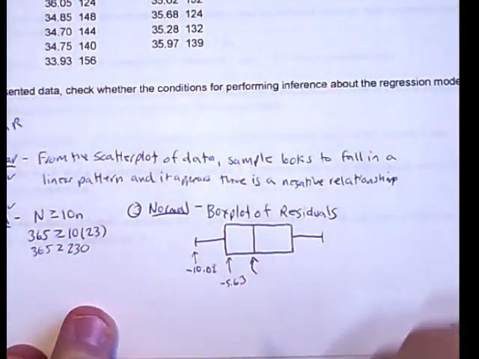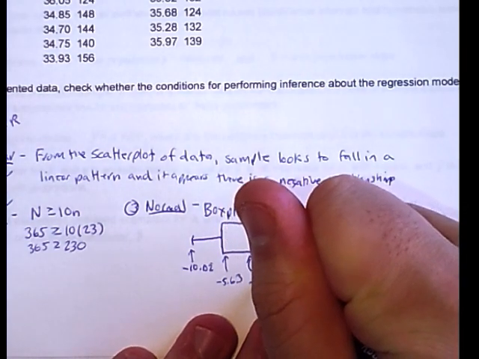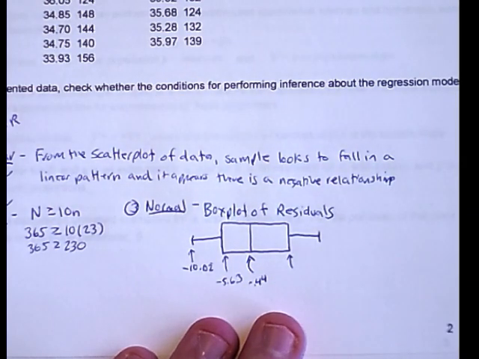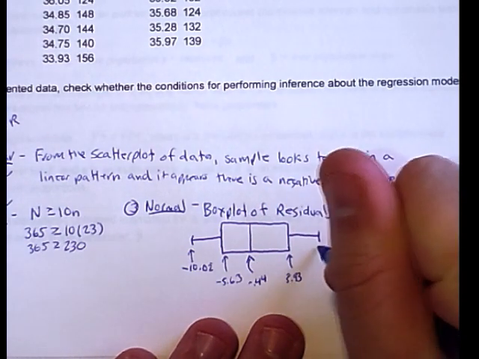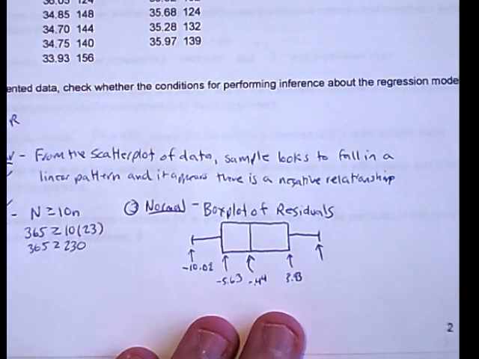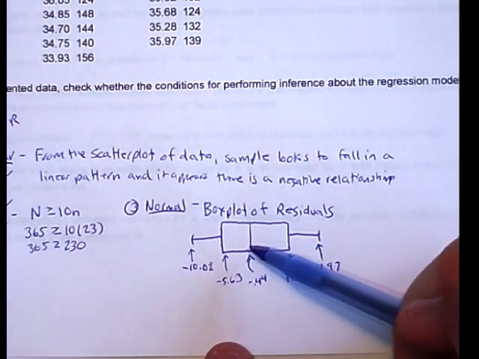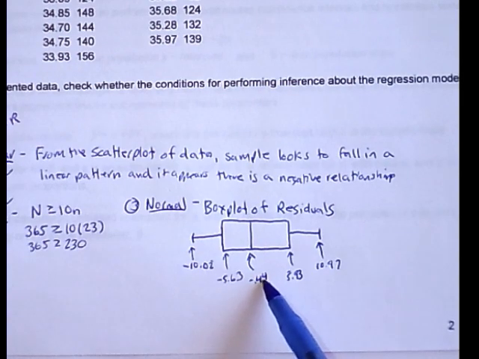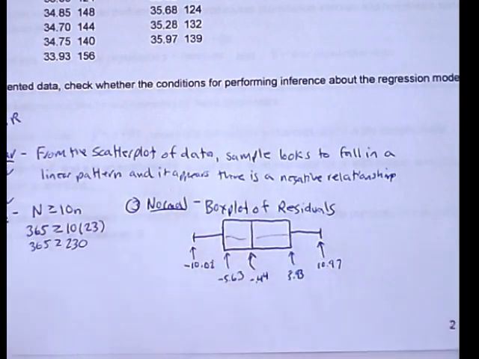The median of the residuals was negative 0.44. Okay, Q3 was 5.93, and the max is about 10.97. Okay, so what we're hoping for is that the median is fairly close to 0, because I know that the mean of the residuals would be 0. So we're hoping that's close to 0, and we're hoping that this is fairly symmetric, which it is.